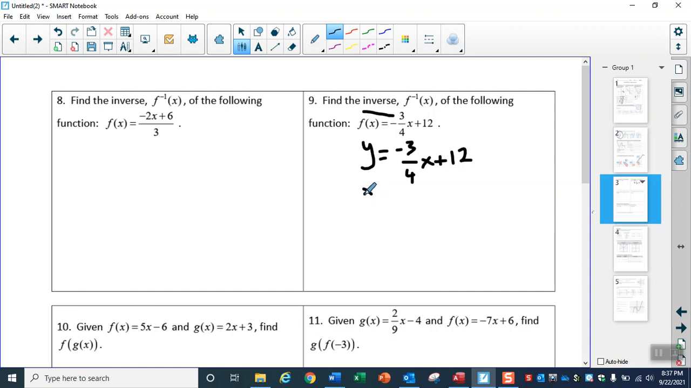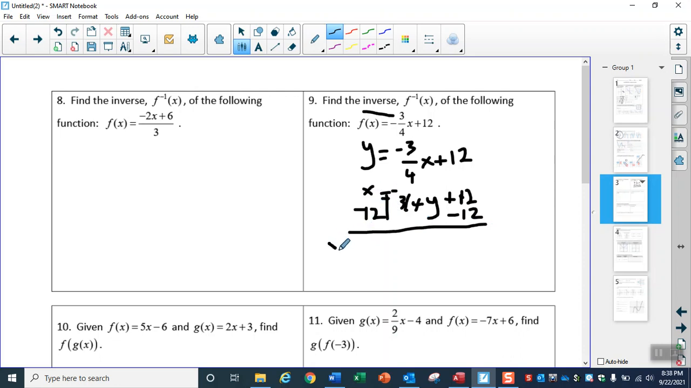So I'm going to say x equals -3/4 y, because x becomes a y, and then I've got a plus 12. All right, now I'm going to try to get the y by itself. So I'm going to start with the opposite of PEMDAS here. This plus 12 is the farthest away, easiest to pick off. So the inverse of plus 12 would be minus 12. So I'm going to do that on both sides, right?